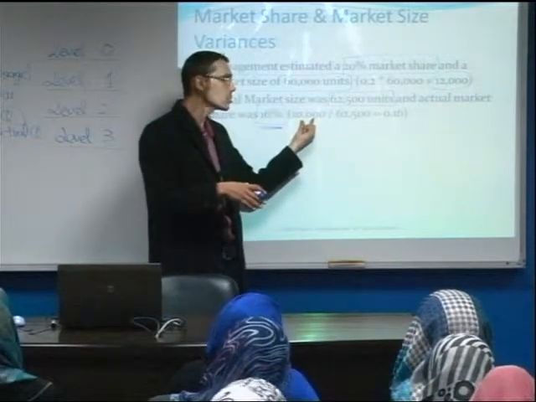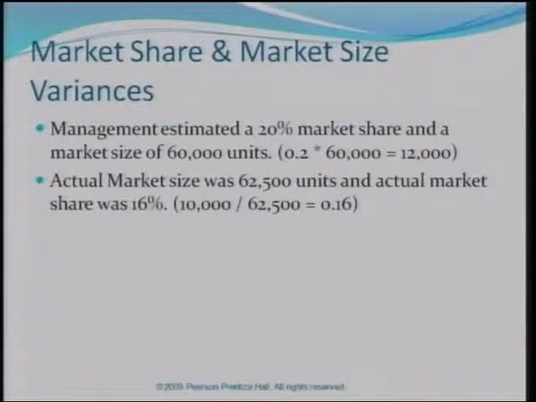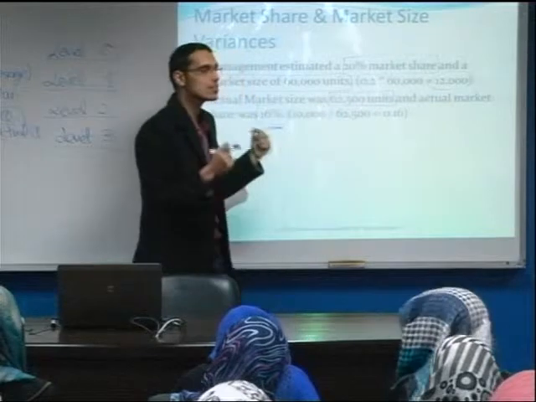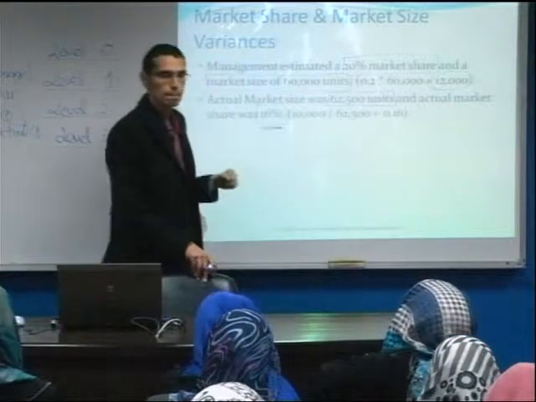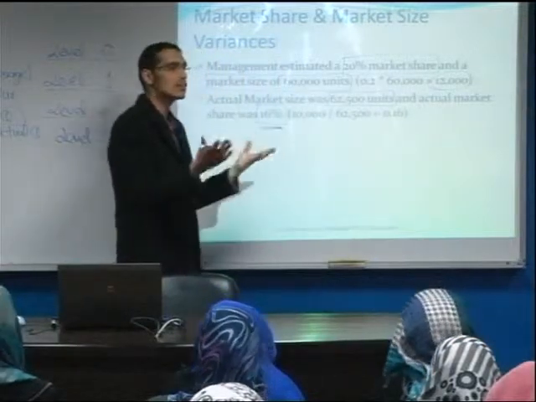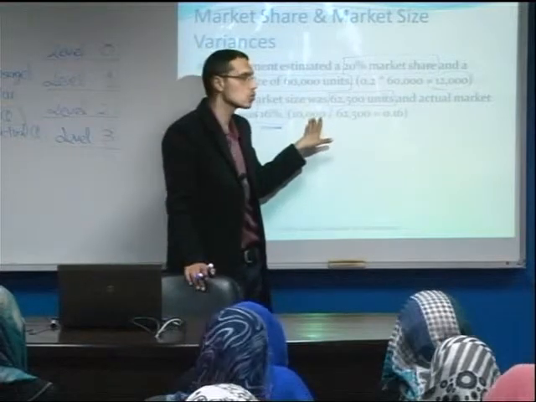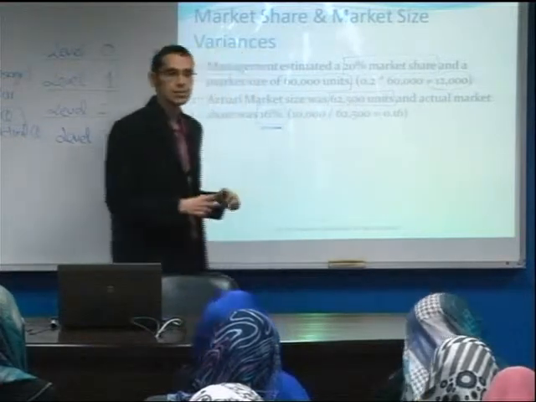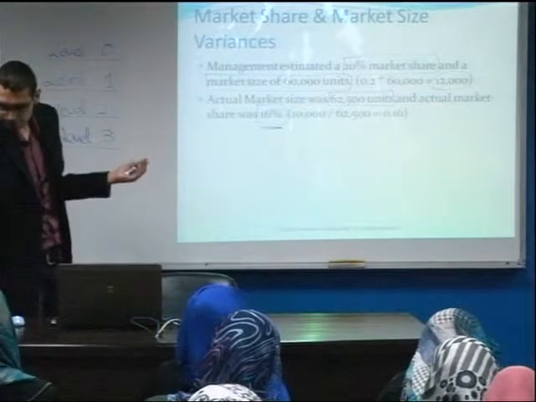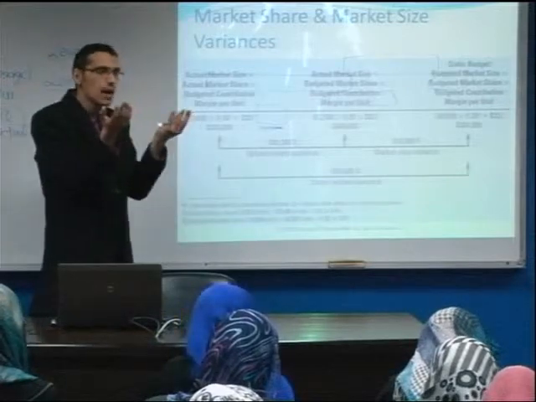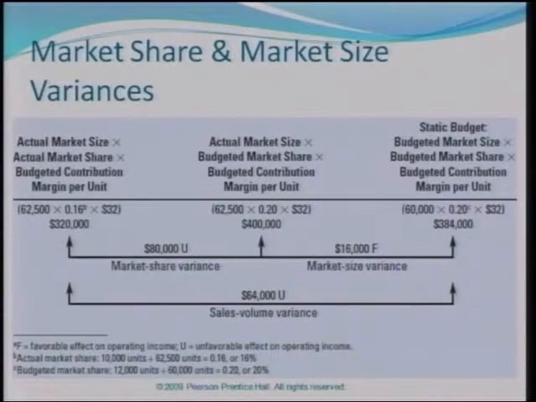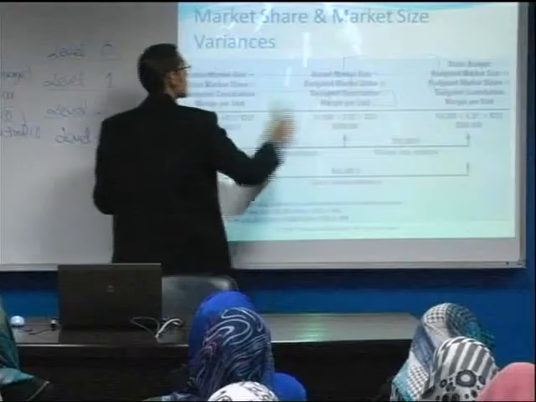We sold the 10,000 units from an actual market size of 62,500. Therefore, what is the percentage of this 10,000 from the 62,500? It is the 16%. Therefore, the 16% is calculated according to the actual number of units sold and the actual market size. Now, according to this information, as we can see here, we can divide our sales volume variance into two different classifications: the market share variance and the market size variance.